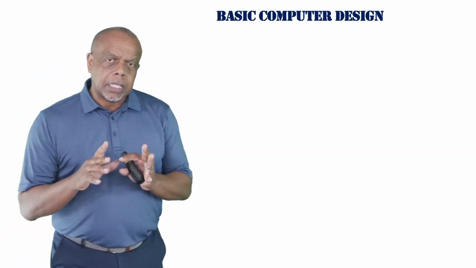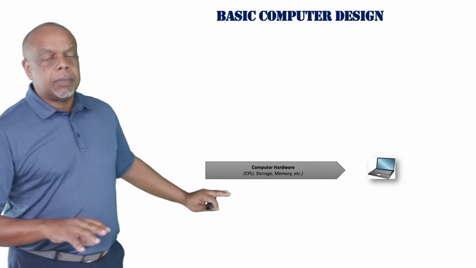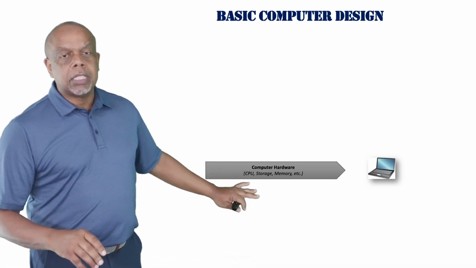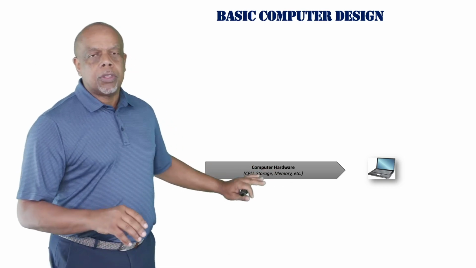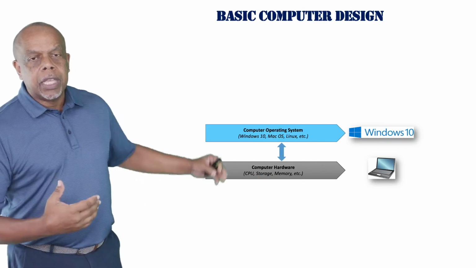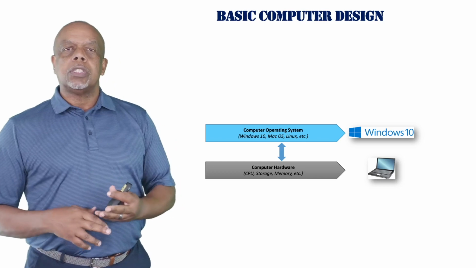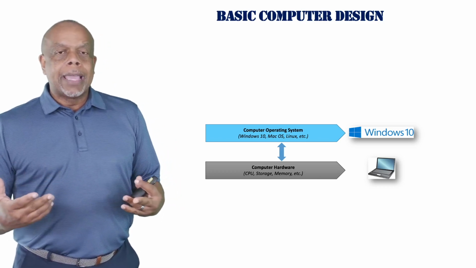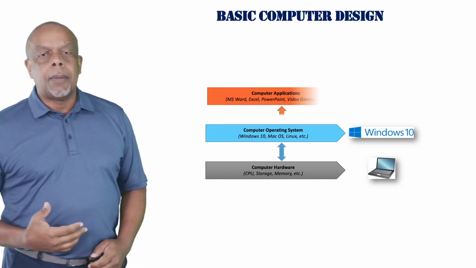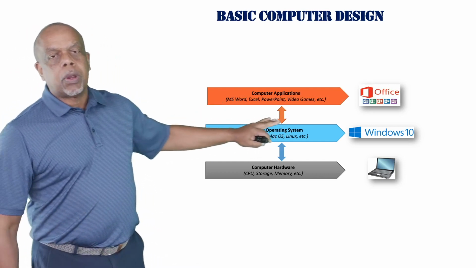So now let's take a look at a basic computer design, okay? We always start at the bottom layer when we talk about basic computer design, with computer hardware. That's your central processing unit, storage, memory, all of those things. Now on top of that hardware, that's where we will place an operating system. That operating system could be Windows, Linux, or Mac OS, depending on what type of operating system. But that operating system sits on top of that hardware. And then on top of our operating system, that is where our applications sit.